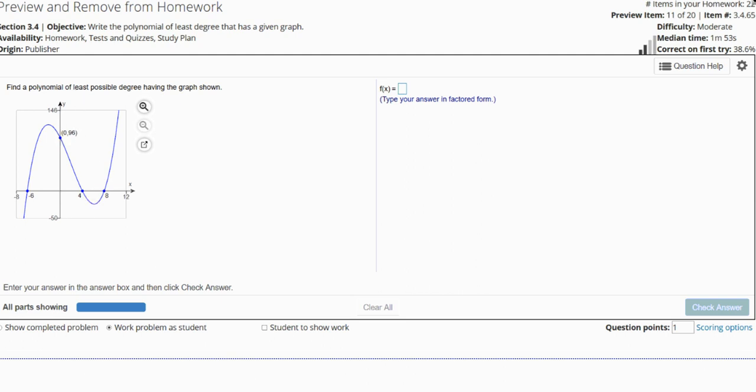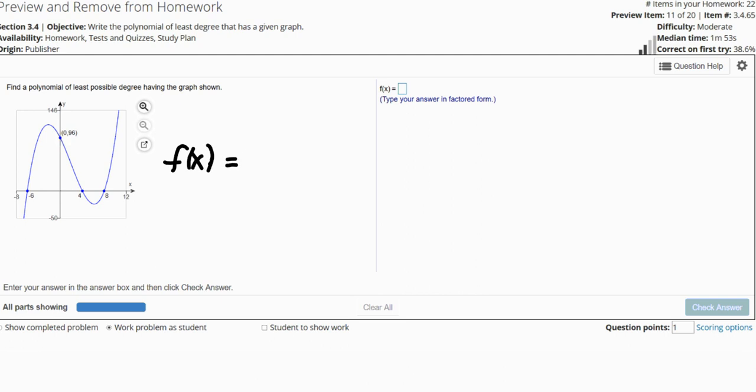And so I can start by writing out f of x is equal to x minus -6, which would make it x plus 6, power 1. And then x minus 4, power 1, and x minus 8, with a multiplicity of 1.